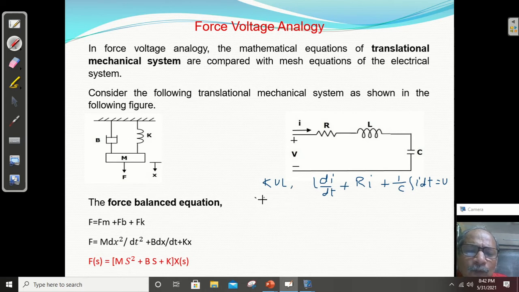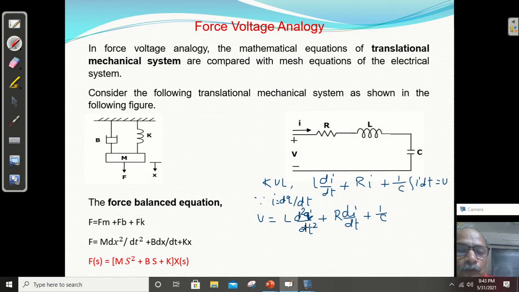Since we know I equals dq by dt, I equals the rate of change of charge. So V equals L d square q by dt square plus R dq by dt plus 1 upon C integration of I dt. Integration of I dt means integration of dq by dt, so you will get q.